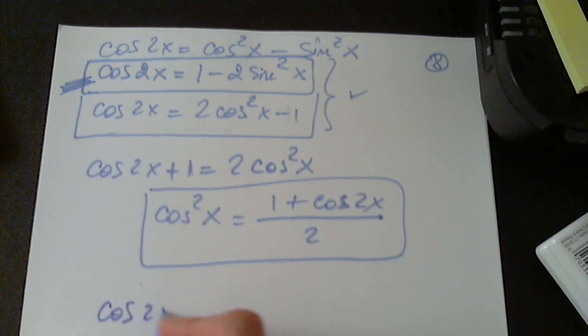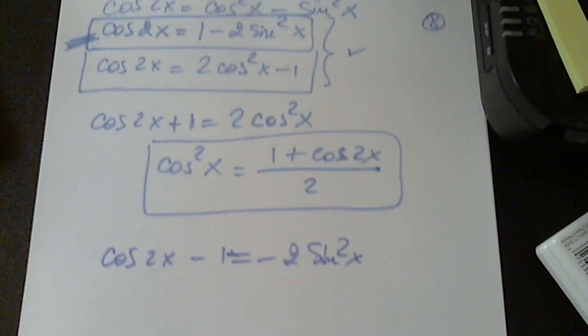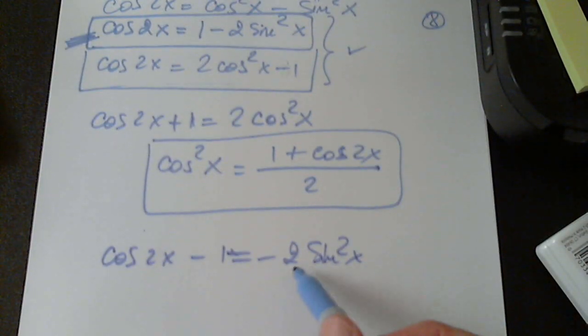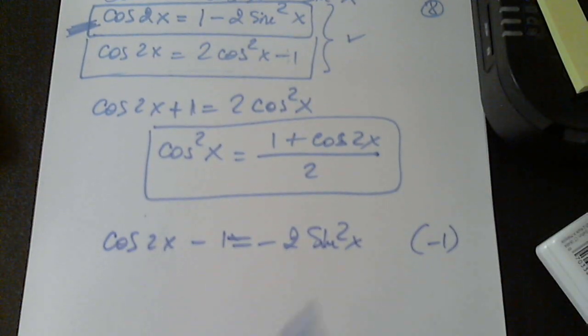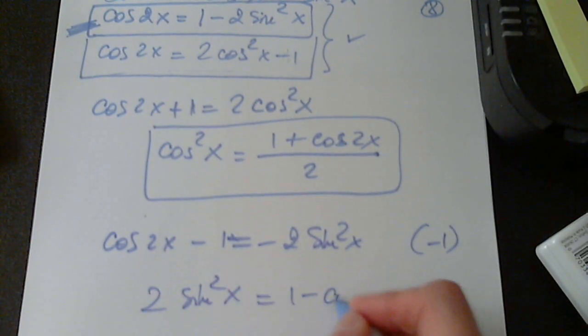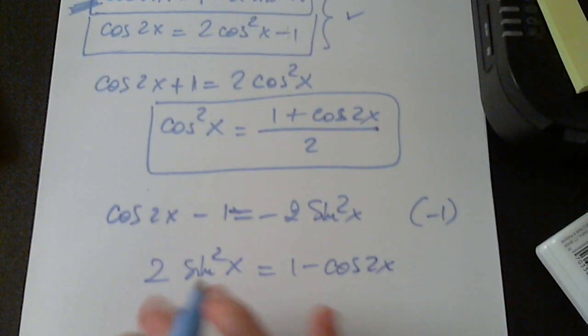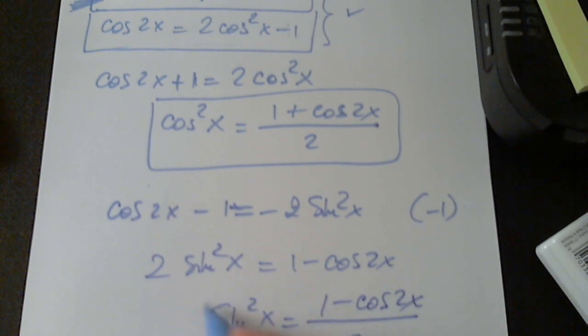I will subtract 1. Cosine 2x minus 1 equals negative 2 sine squared x. I will divide both sides. I will first multiply both sides by negative 1 to make it nice and neat. 2 sine squared x equals 1 minus cosine 2x. And then I divide by 2, and I get sine squared x equals 1 minus cosine 2x over 2.